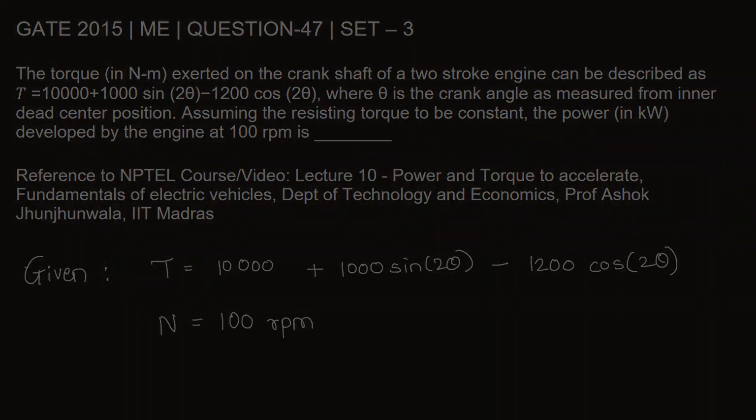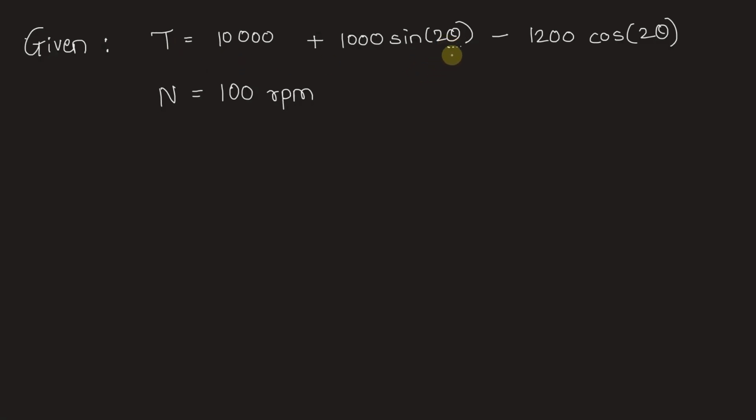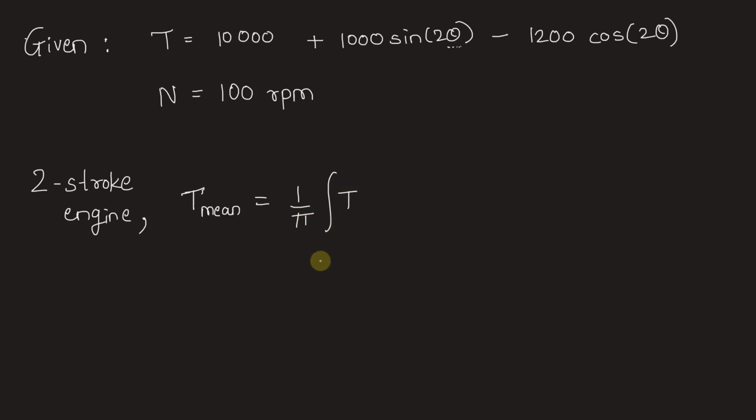Let's see how this will be found out. Torque is given to be a function of θ here. So as θ changes, torque will change. But it is given that resistive torque is constant. And that is why we can find one such value of torque which will be the constant value regardless of θ. And that value can be found out as the mean value. So because it's a two-stroke engine, the mean torque, which will be equal to the resistive torque and which is constant, can be found out as 1 by π integration of the expression of torque from 0 to π, because θ varies from 0 to π for a two-stroke engine, with respect to θ, of course.